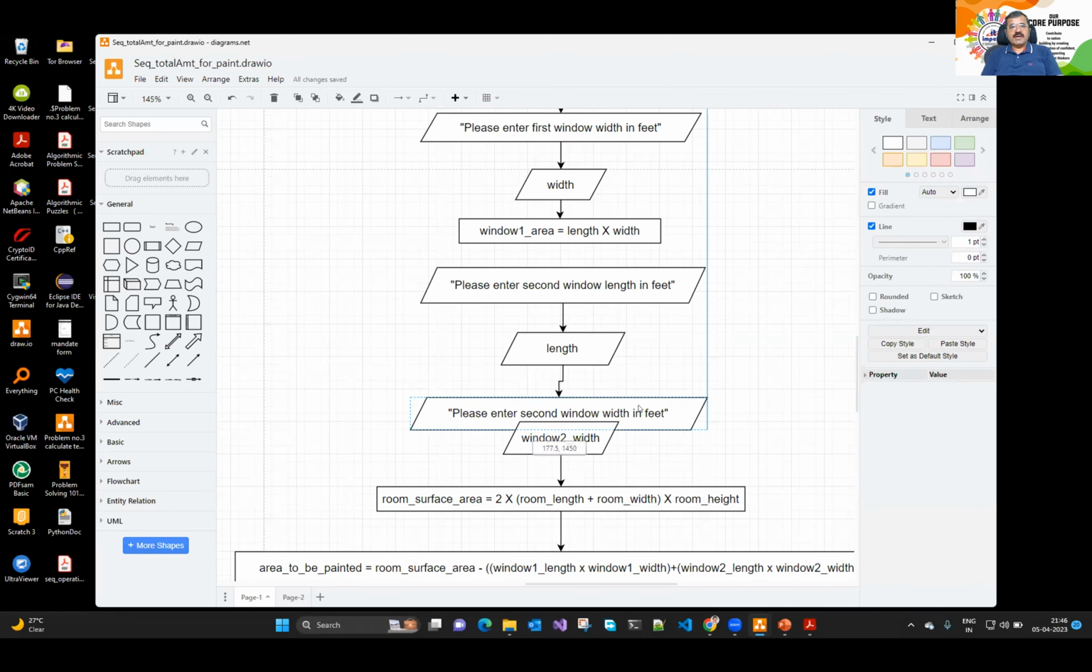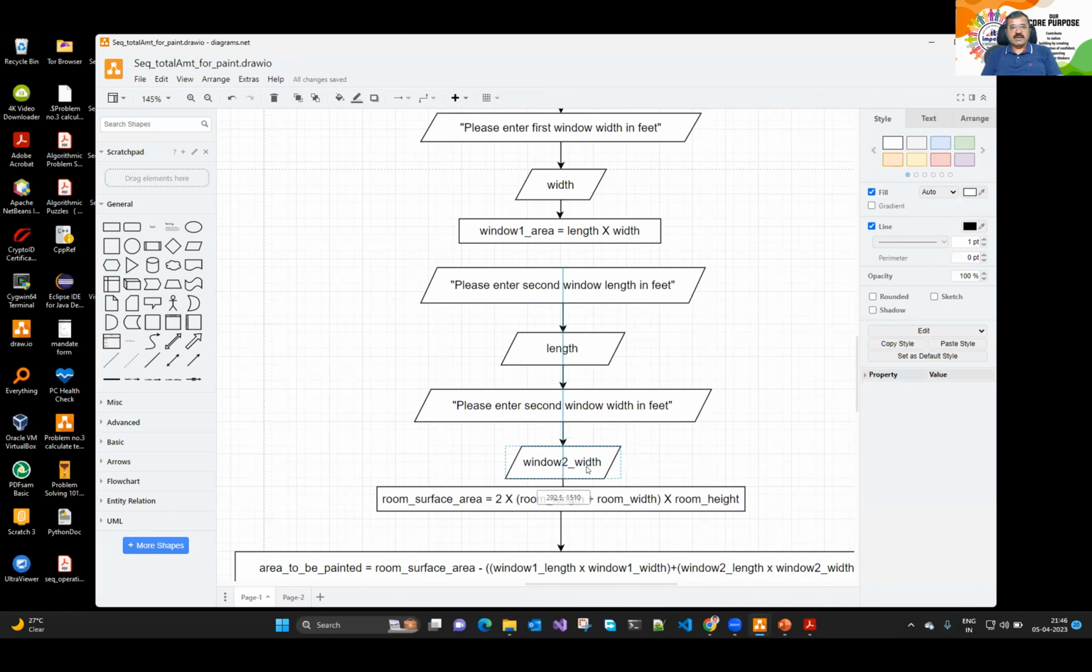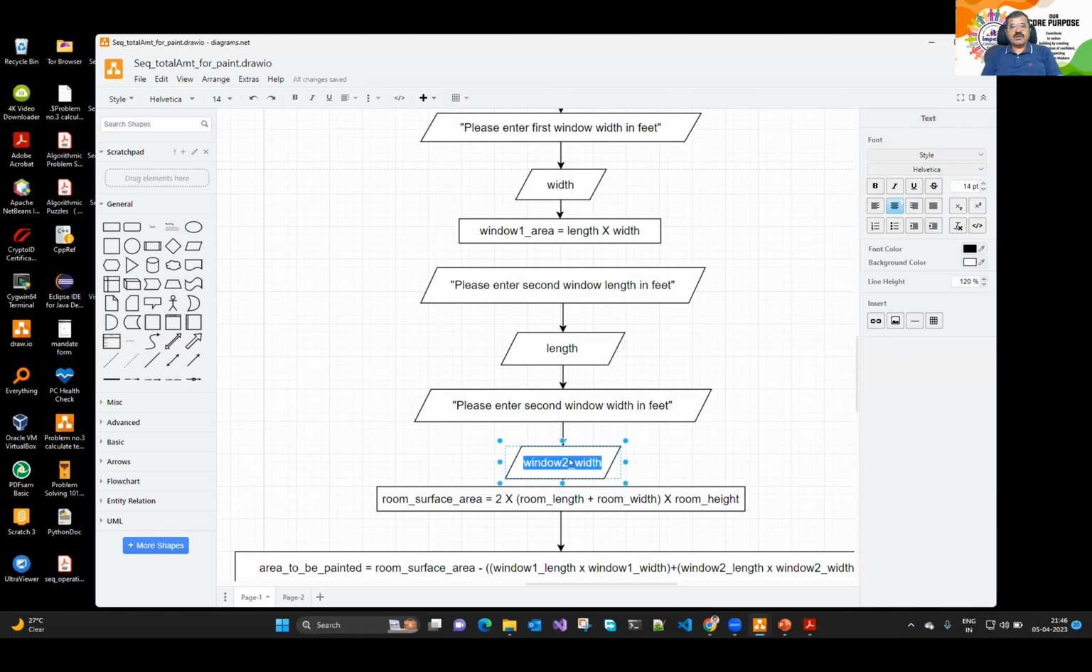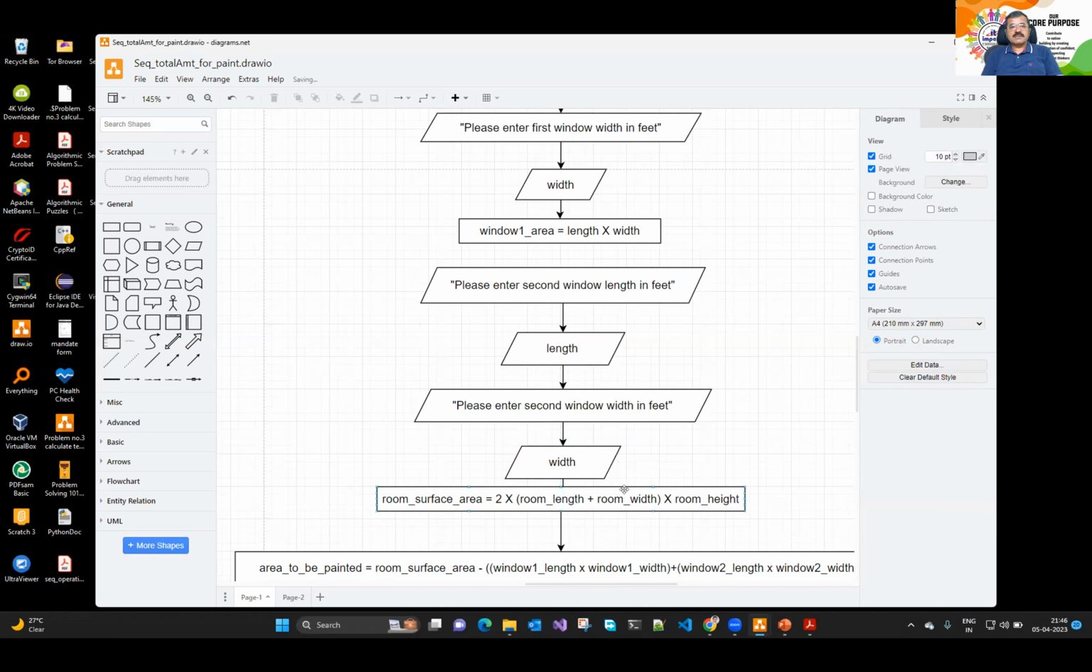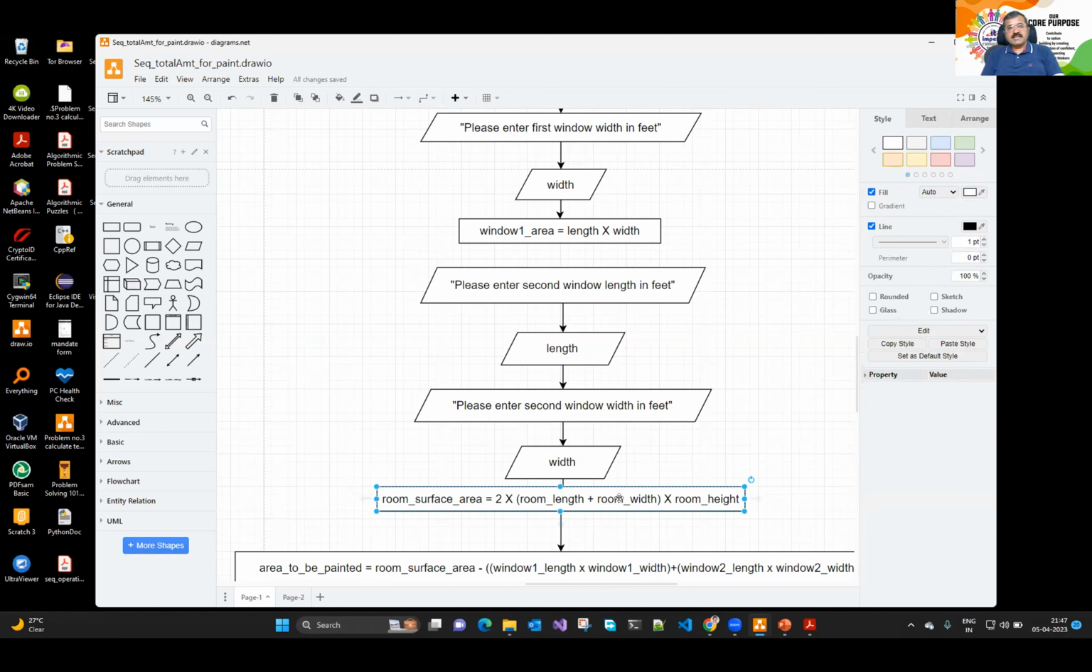After we've done that, we're going to ask the user to enter the second window's width in feet. Okay. So I'm going to use the same variable. Why not use the same variable? Because they were only meant for calculating the area. So we got this. Now we have already done this calculation.